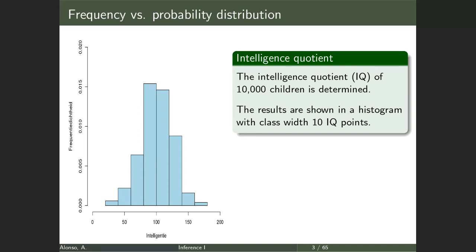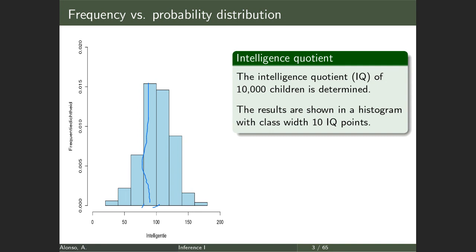And we are going to use a histogram with a class width of 10 IQ points. So every interval over here is 10 points wide. And the height of the bar here is the frequency of individuals that are in this class. So for instance, you have here the frequency of the individuals that have an IQ score between, let's say, 90 and 100.